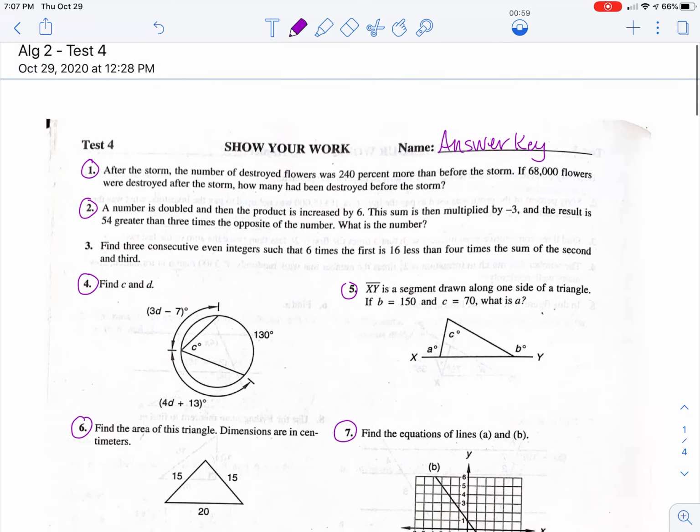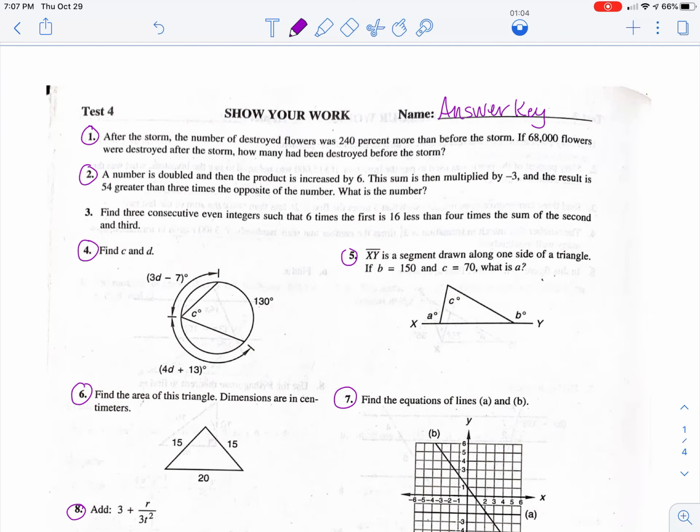On number 1, it says after the storm, I'm going to underline after, the number of destroyed flowers was 240% more than before the storm. If 68,000 were destroyed after, so I'm going to box that actually, how many had been destroyed before the storm? So we're looking for the number of flowers that were destroyed before the storm. We have some after information and some before information as well.